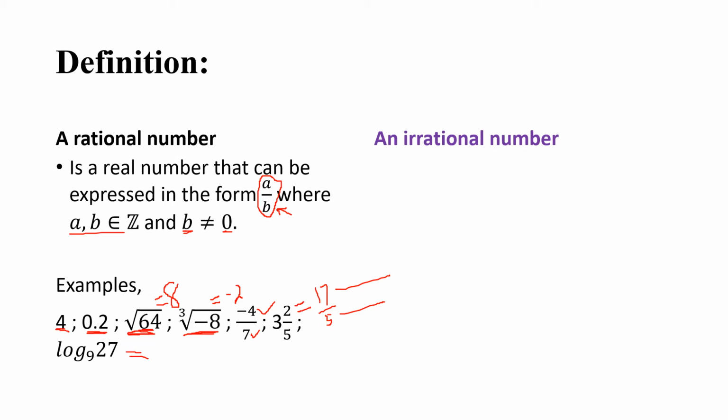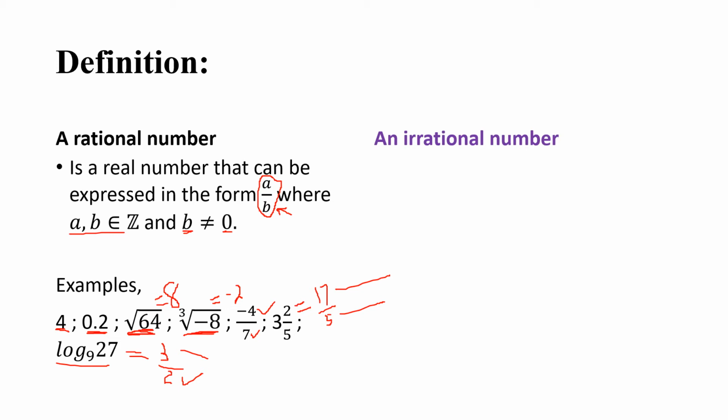Right, moving on to the last one here, log 27 base 9. We can simplify this one and find the final answer, 3 over 2. And 3 is an integer, 2 is an integer. So this one is also a rational number.